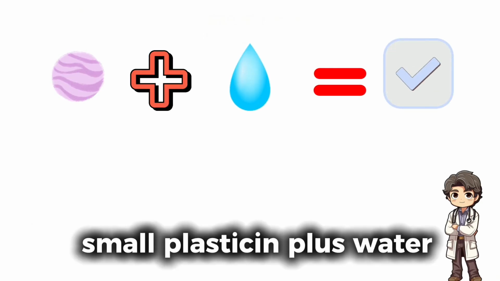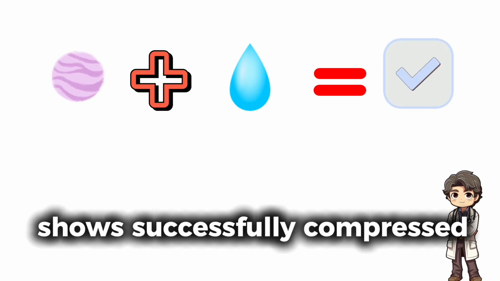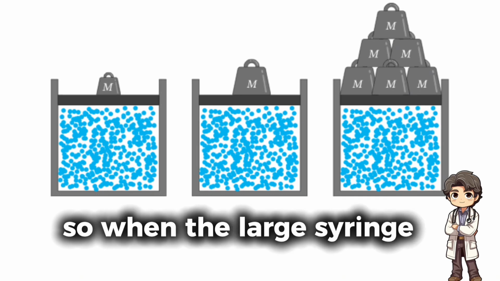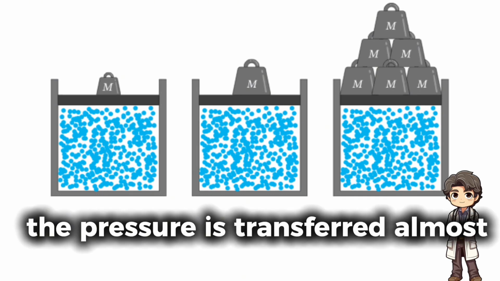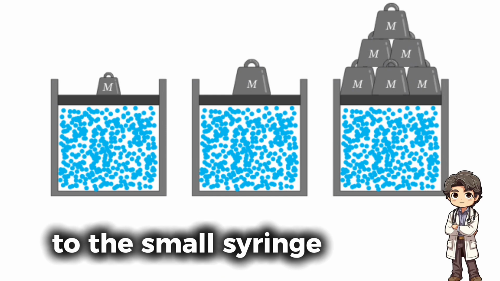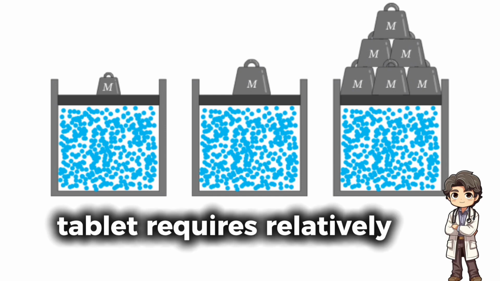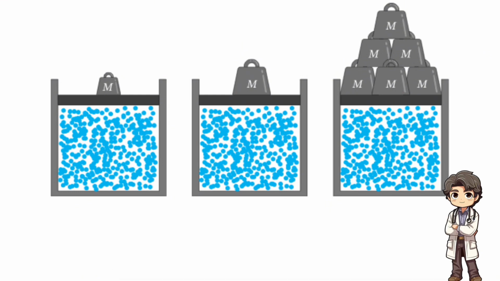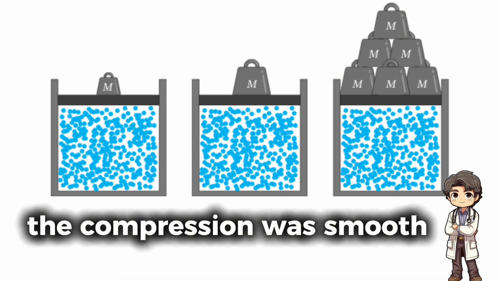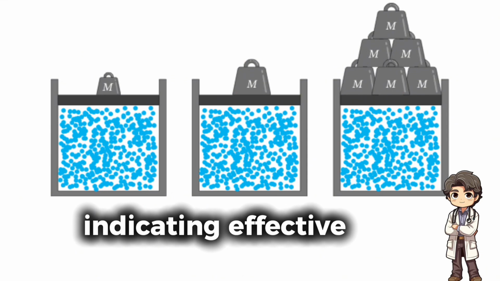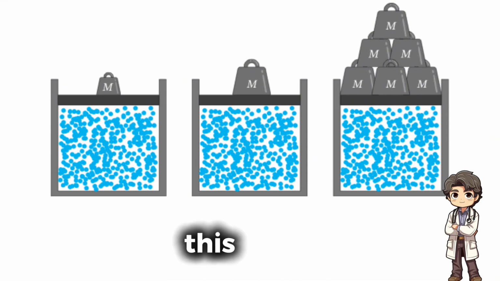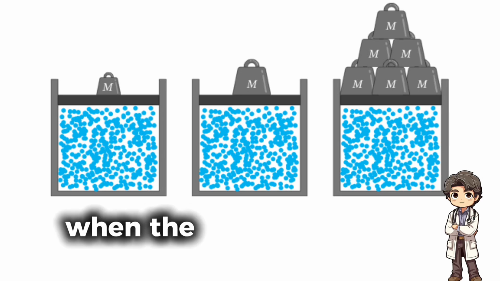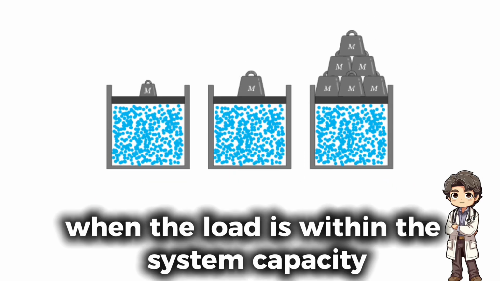Small plasticine plus water shows successfully compressed. Why? Water is incompressible, so when the large syringe is pressed, the pressure is transferred almost entirely to the small syringe. The water tablet requires relatively low force, so the pressure from the large syringe is sufficient. The compression was smooth and efficient, indicating effective force transmission. This shows how a hydraulic system can multiply force effectively when the load is within system capacity.